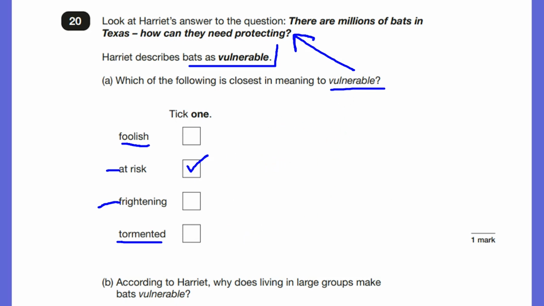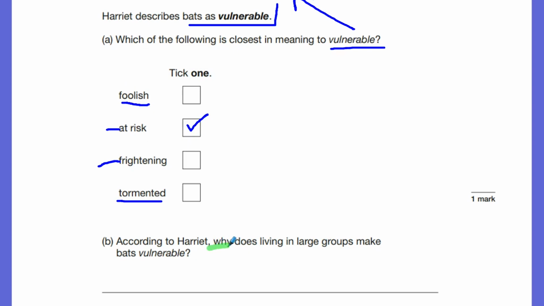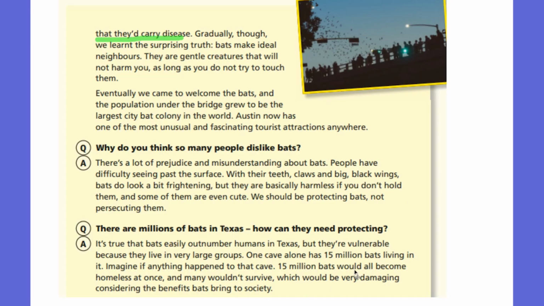Okay, number 20b. According to Harriet, why does living in large groups make the bats vulnerable? Okay, we are going to have to go back to the text for this one. It's a why question, so we're looking for a reason. Why are the bats vulnerable? So we're looking in this section here.